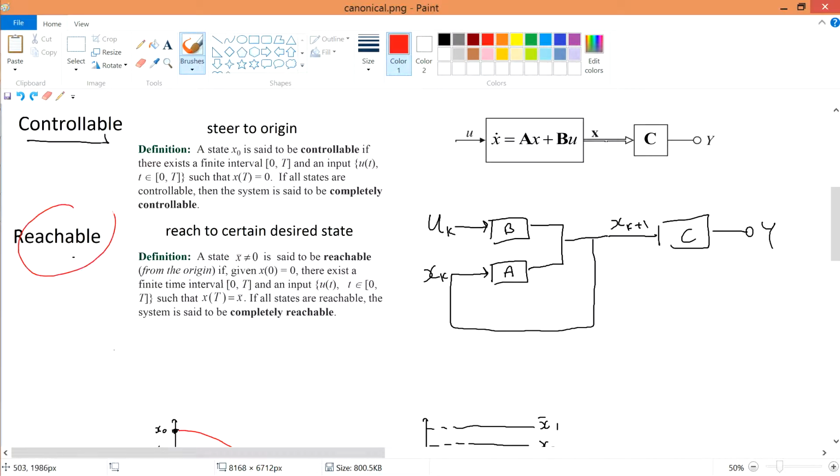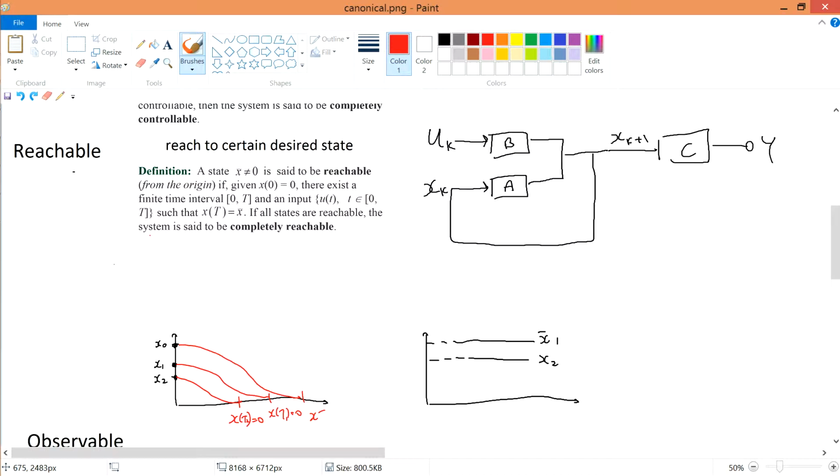Now likewise for reachability. Reachability, on the other hand, is that state: if given at time 0, if I have x1 and x2 for example, they are said to be reachable if and only if this x1 moves to this x1 over here, and then this x2 moves to this x2 over here. Then it's considered completely reachable, because your x1 and x2 reach their particular x1 bar and x2 bar points. I hope that this is pretty clear for you.